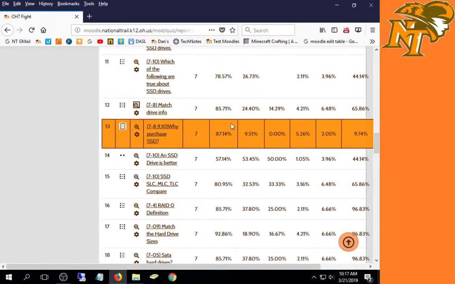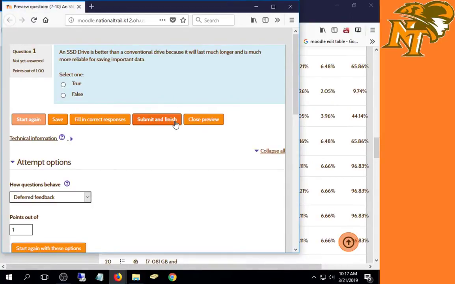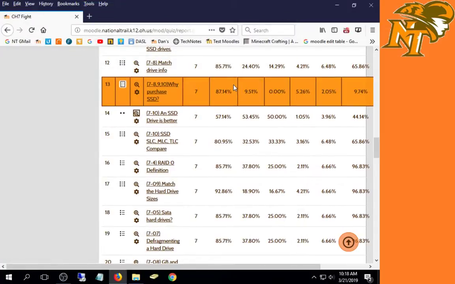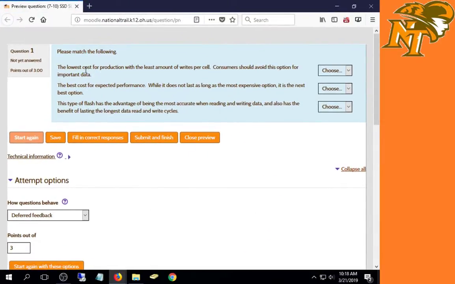Why purchase SSD? I just went over that answer for performance, durability, and power. 57%. An SSD is better than a conventional drive because it will last much longer, is much more reliable for saving important data. False. That's why you buy a conventional drive. So that's the opposite of the answer on there. TLC, MLC, SLC, right out of the book. The lowest cost for production is TLC. The best cost for expected performance is MLC, and the type plus advantage being most accurate reading is SLC.